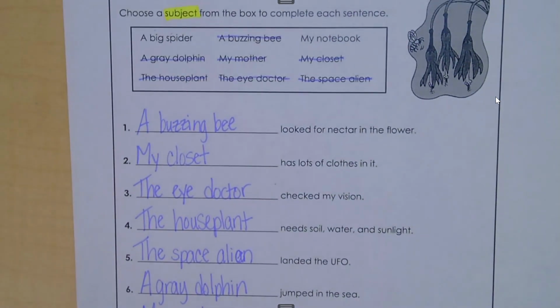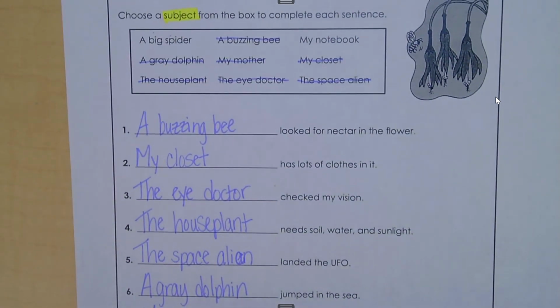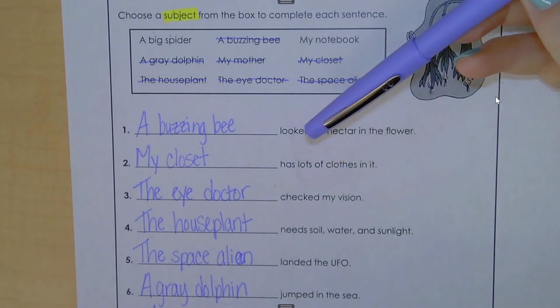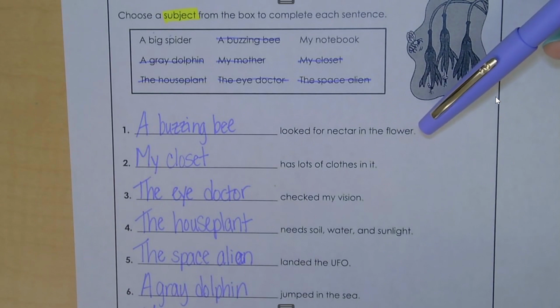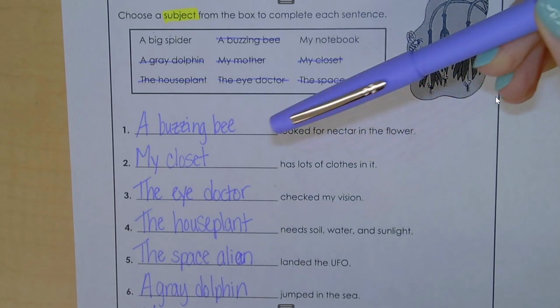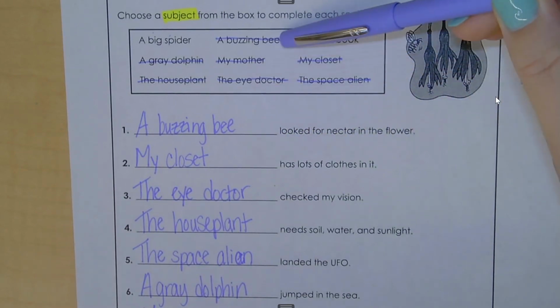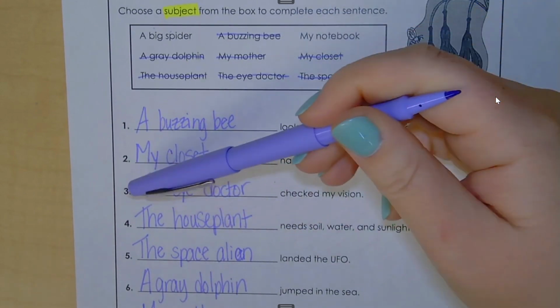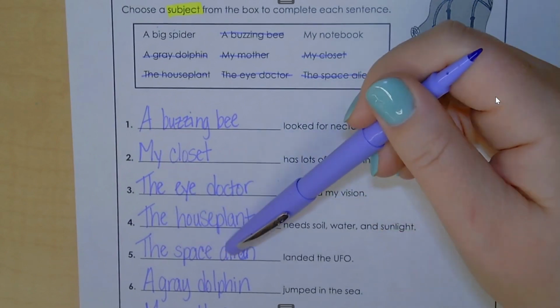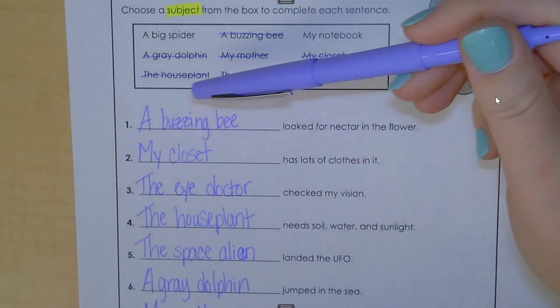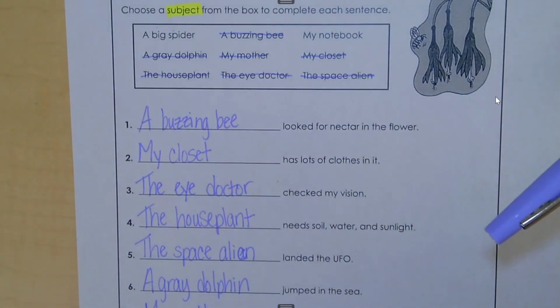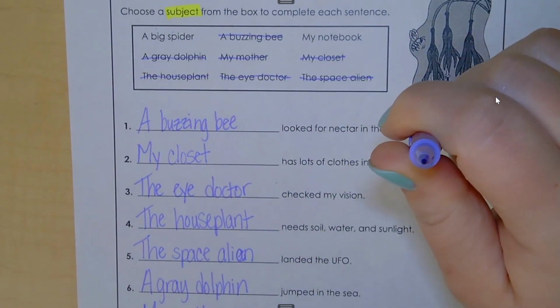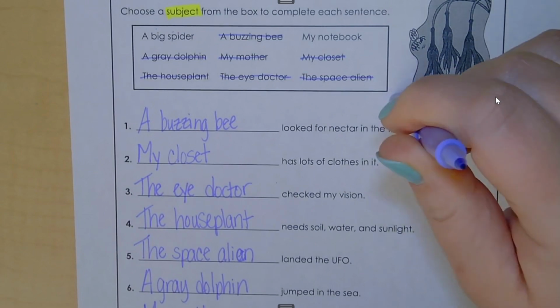So again, the subject of a sentence is who or what the sentence is talking about. Okay? So we used the predicate of the sentence today to figure out what the subject of the sentence should be and chose from this box of subjects. Pay attention that the entire phrase that we wrote in purple is the subject of the sentence. Hopefully you also noticed that I would read the predicate and I would ask myself who or what.